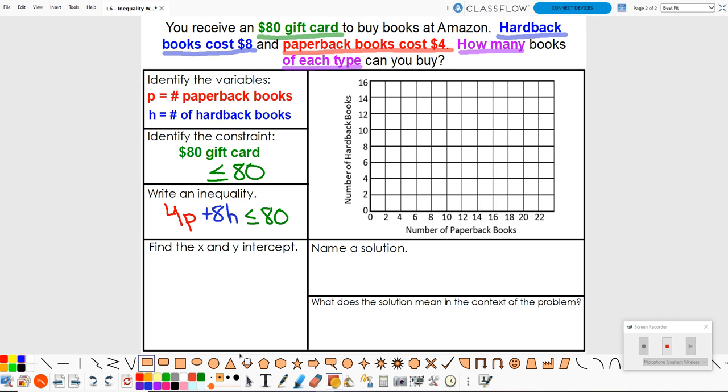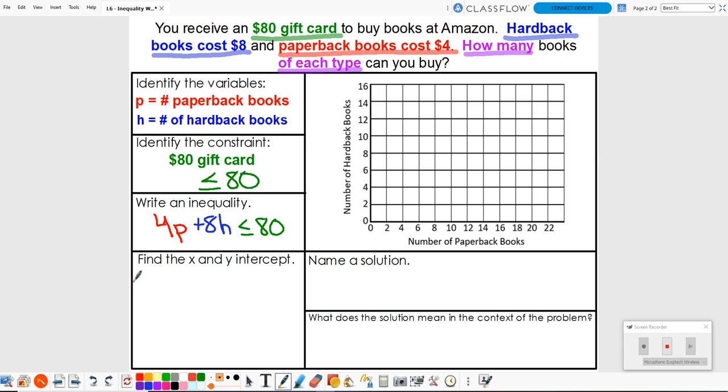So $4 for every paperback book. Okay, if I buy all paperbacks and no hardback books, I can spend less than or equal to $80 on that. So if I divide both of these sides here by 4, that means I could buy less than or equal to 20 paperback books if I don't buy any hardback books.